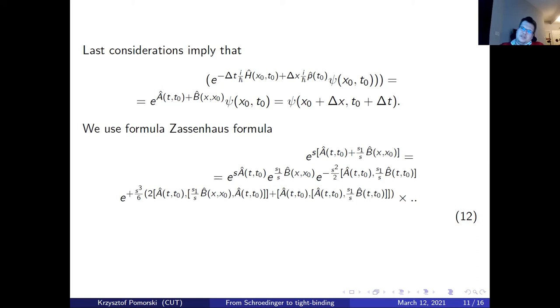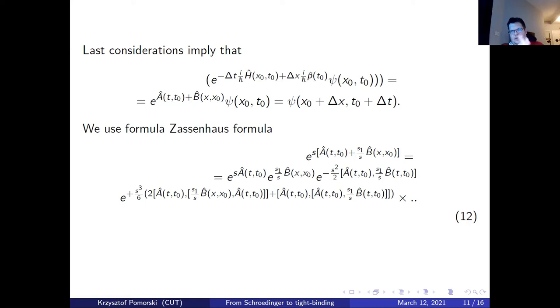All right, and let me conduct some considerations for the case of the tight binding model and see how things are working.